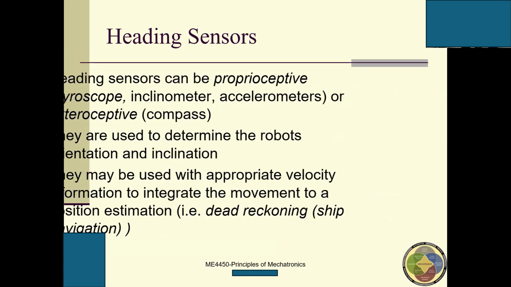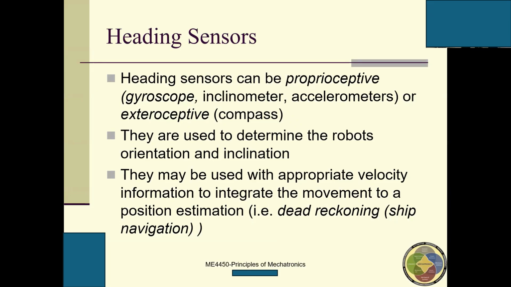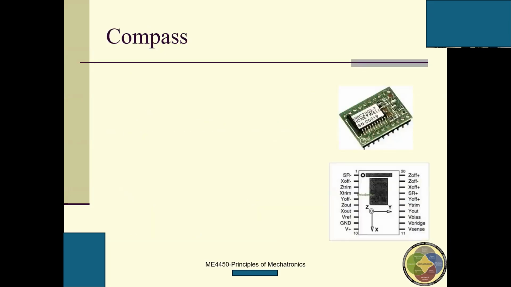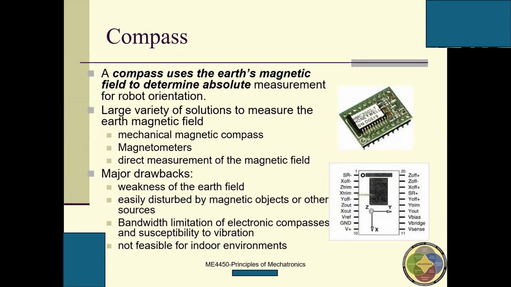The next one is the compass. When we talk about the compass, the compass uses the Earth's magnetic field to determine the absolute measurement of the rover's orientation.